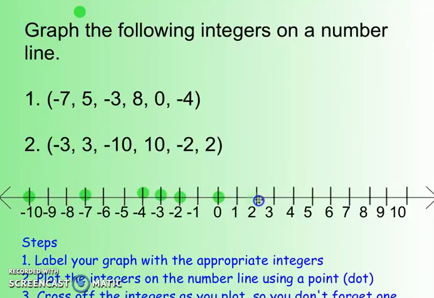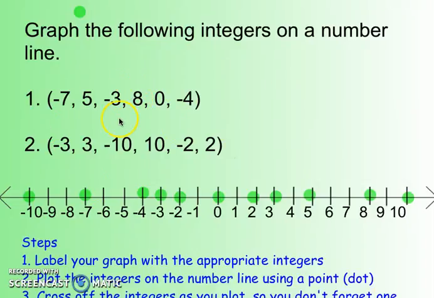+2, +3, +5, and we also have +10. Now I want to look at all the numbers and make sure that I've included all of them. I have -7, +5. I am missing one number, and what number is that? Yeah, +8. We need a point on there because it's in this set.